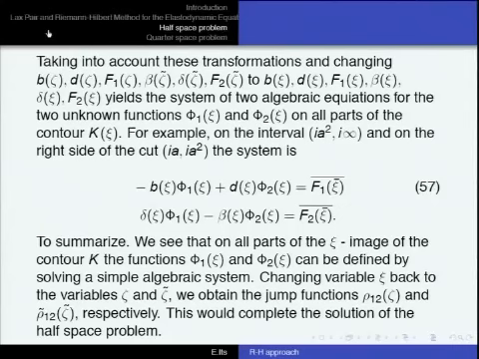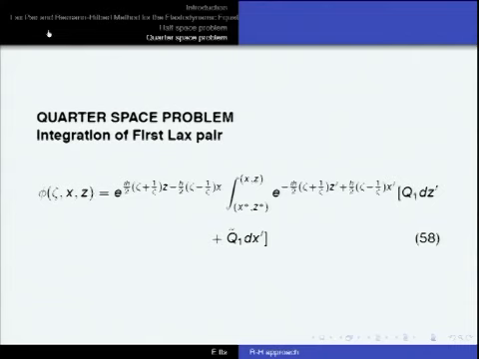Now, let's see how it could be applied now for the real problem for the quarter space.